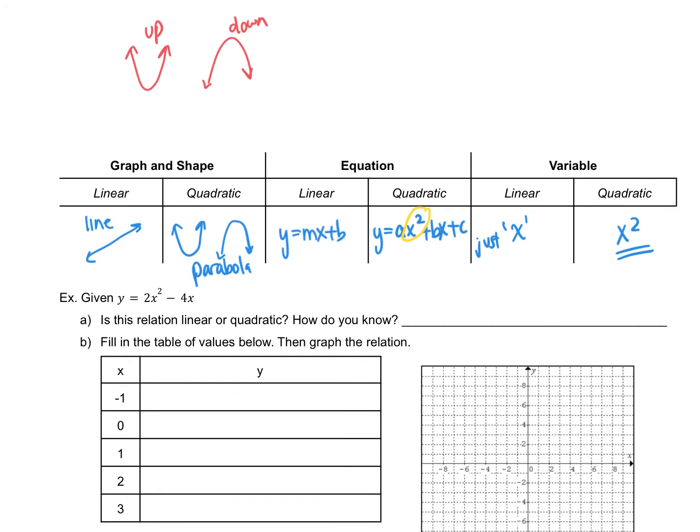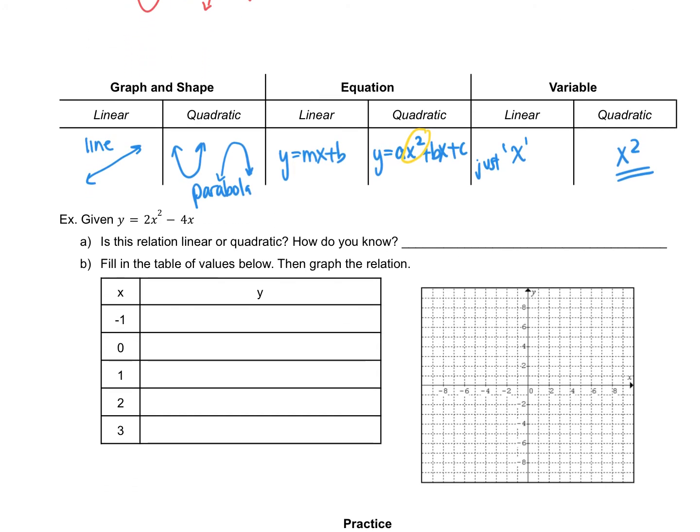So let's look at our last one. Given y equals 2x squared minus 4x, is this relation linear or quadratic? Well, first of all, because you see that x squared, that makes it quadratic. Because there is x squared. So let's fill in the table of values just like the swimmer equation. So instead of x, I'm going to put a -1. So y equals 2, and then -1 squared minus 4, and then -1. Notice the constant missing? That just means there's less work for us.